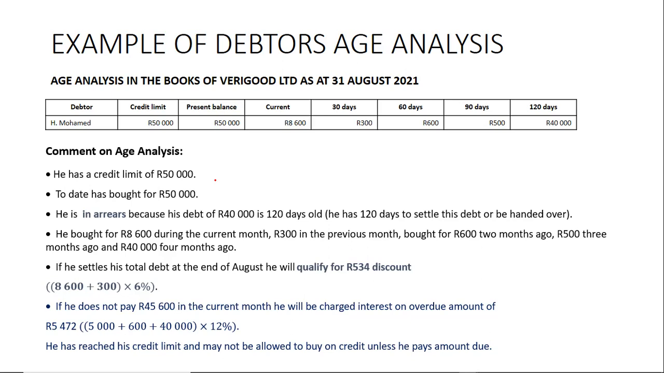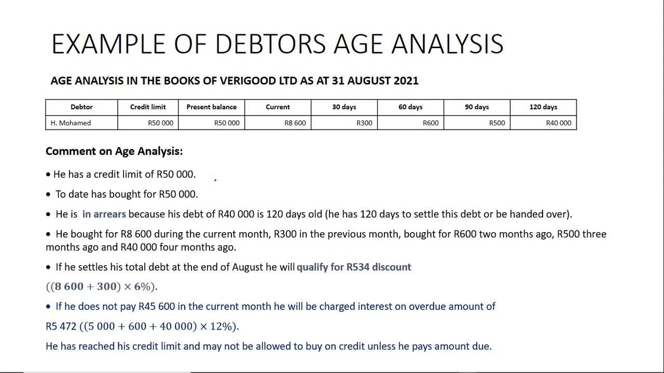And to analyze this, he bought for 8,600 during the current month, 3,000 in the previous month, bought for 600 2 months ago, 500 3 months ago, and 40,000 4 months ago. If he settles his total debt at the end of August, he'll qualify for a 534 discount. You look at the debt that is less than 30 days, which is 3,000 plus 8,600. You add them and then you multiply them by 6%. That will give you 534.